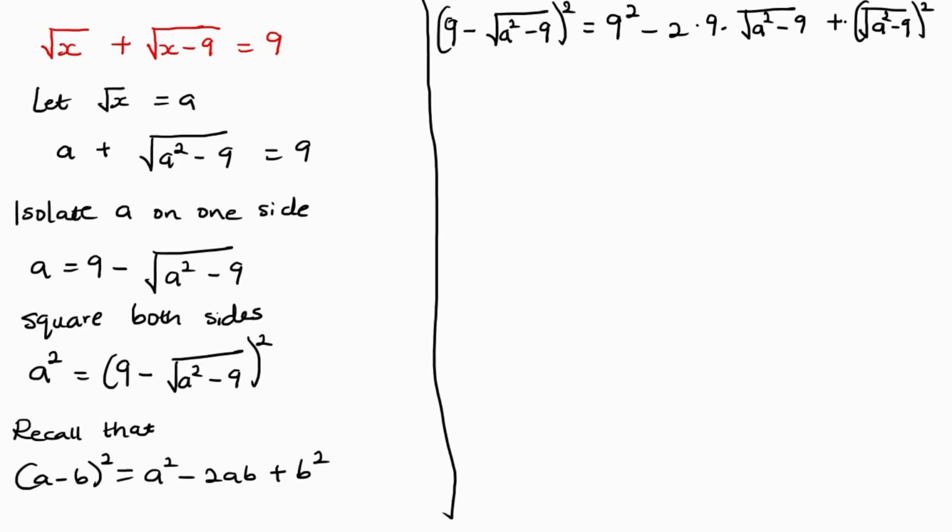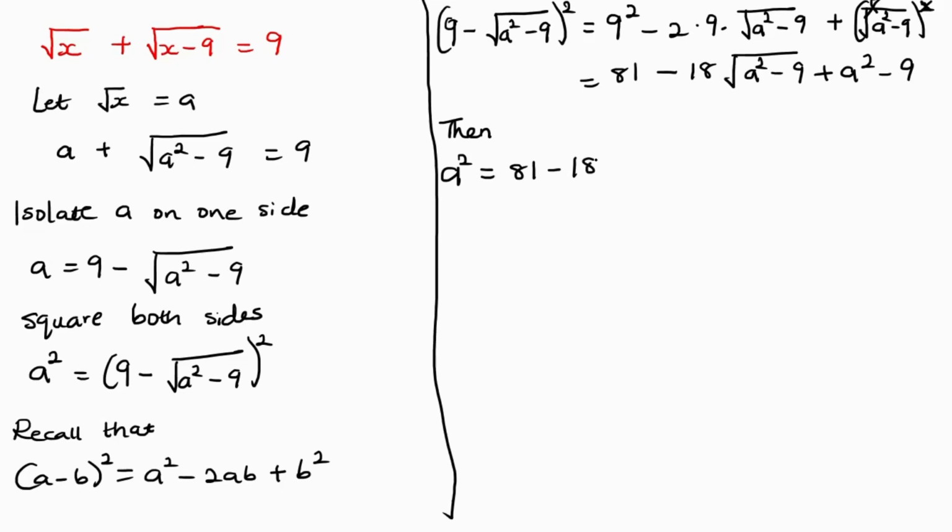Okay, so at this part, 9 squared is 81. So we have 81 minus 2 times 9, which is 18, square root of a squared minus 9. And the square and the root are going to cancel out, so we have plus a squared minus 9. Then combining this into the original equation, we have that a squared is equal to 81 minus 18 square root of a squared minus 9 plus a squared minus 9.